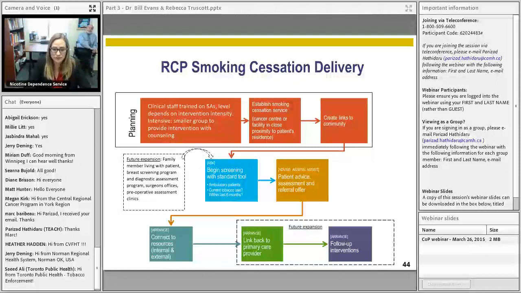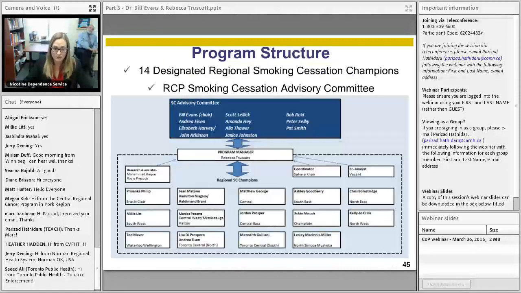We'd also like to eventually capture the follow-up in terms of the referrals, if they actually were followed up on, and whether or not any quit attempts were made and the success of that quit attempt. We're also looking to expand in the future to other populations, be it family members living with a cancer patient or other well populations like our breast screening program population.